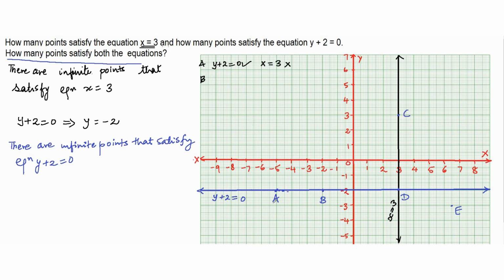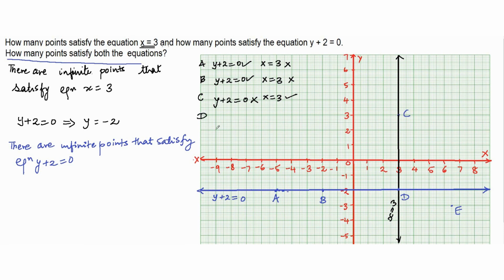Similarly, point B lies on the line y plus 2 is 0. That means it satisfies the equation. But it does not satisfy the equation x equals 3 because it does not lie on the line x equals 3. The point C satisfies x equals 3 because it lies on that particular line. But it does not satisfy y plus 2 equals 0 because the point C lies on the line x equals 3 and does not lie on the line y plus 2 is 0.